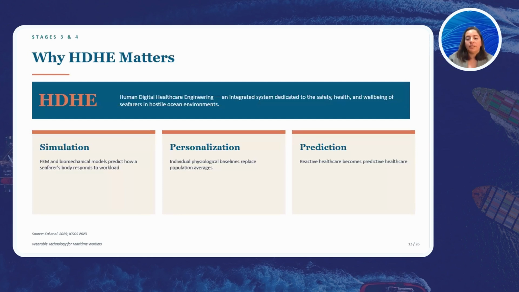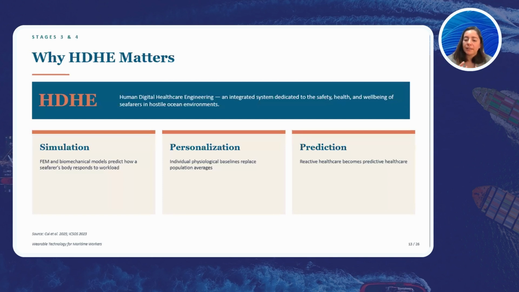The second is personalization. Population averages are useful but coarse. An individual physiological baseline built up over months of observation can detect deviations that a population-level threshold will miss entirely. A heart rate of, like, 95 beats per minute at rest might be normal for one person and it could be a warning signal for another. So this is interesting.